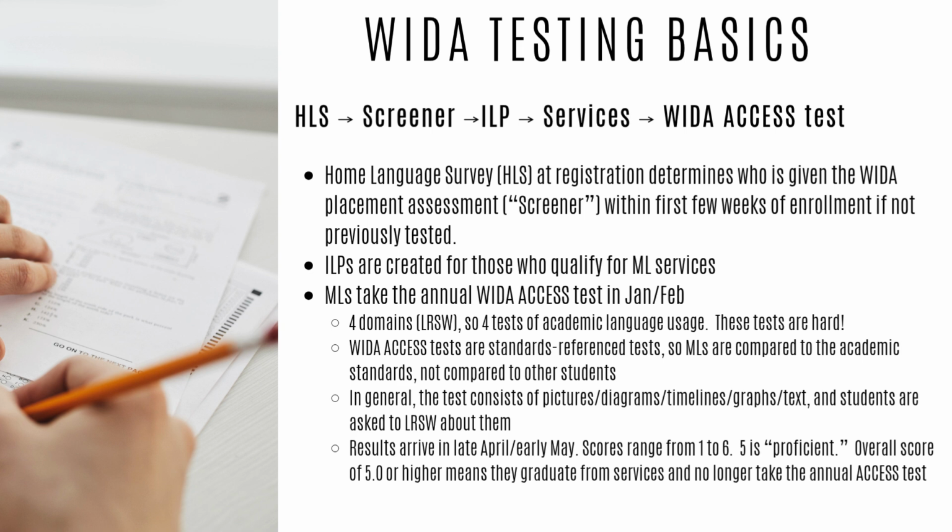The results from these tests arrive in late April, early May, and the scores range from a 1 to a 6. 1 is the lowest, and 6 is the highest and considered fluent. 5 is considered proficient in Indiana. So an overall score of 5.0 or higher means that the student graduates from ML services and no longer takes the annual Access test.